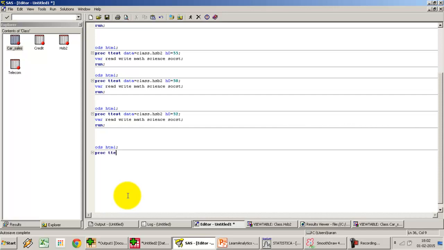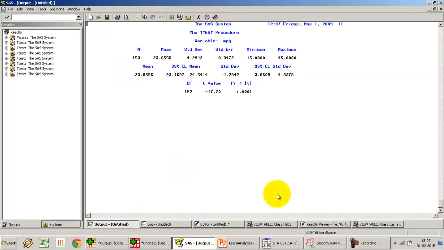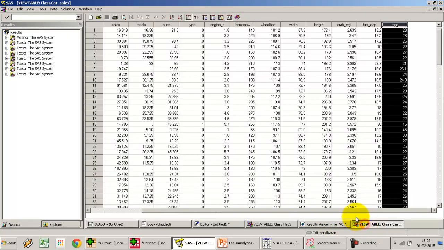So proc t-test, data equal to class dot car underscore sales. H naught is equal to 30. And var is equal to mpg, miles per gallon. Run. Press F3 and we get the result.